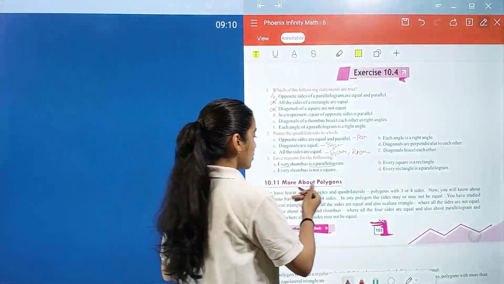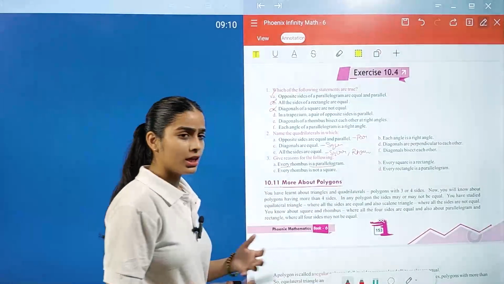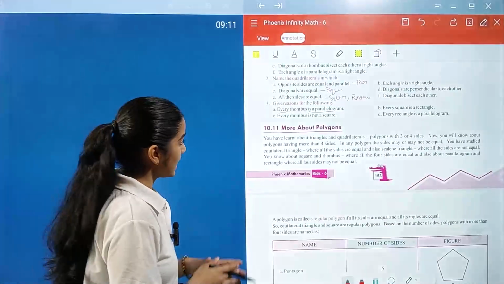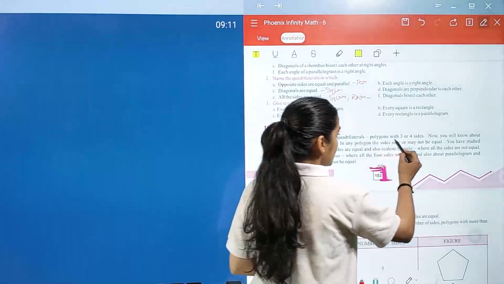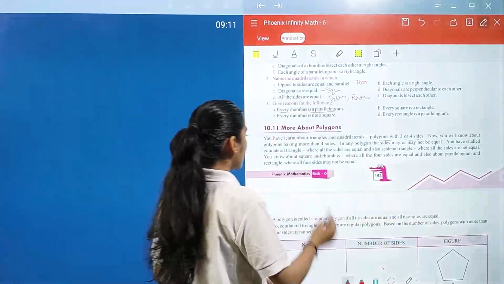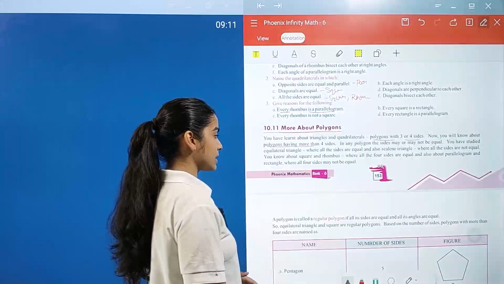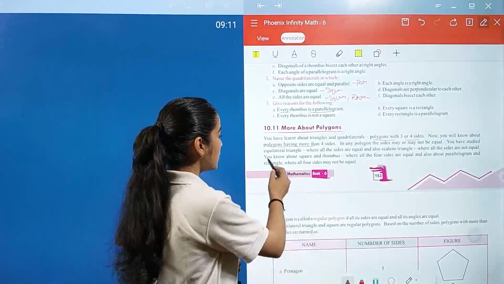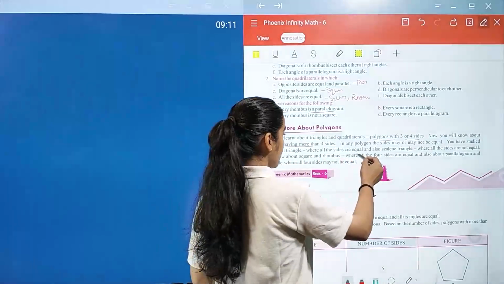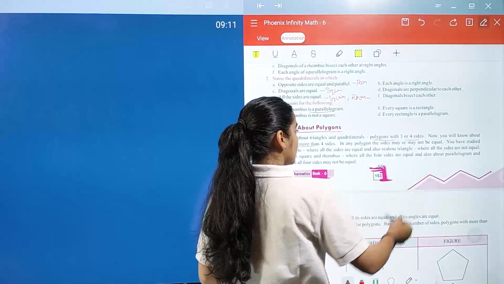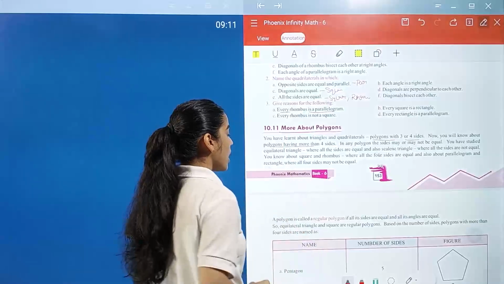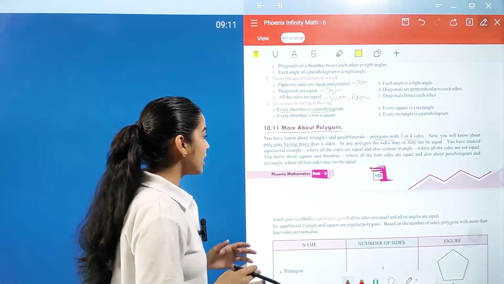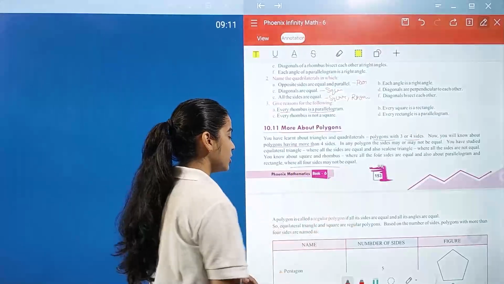Now we have more about polygons. We get more knowledge about the polygons. You have learned about triangles and quadrilaterals, polygons with 3 or 4 sides. Now you will know about polygons having more than 4 sides. In any polygon, the sides may or may not be equal. You have studied equilateral triangle where all the sides are equal, and also scalene triangle where all the sides are not equal. So you know about squares and rhombus where all sides are equal, whereas in parallelogram, rectangle all 4 sides may not be equal.